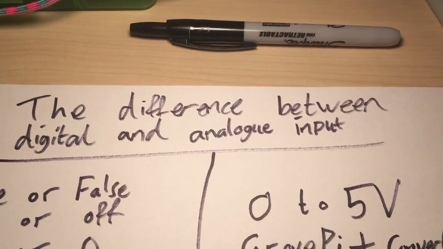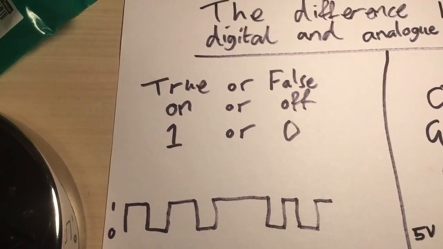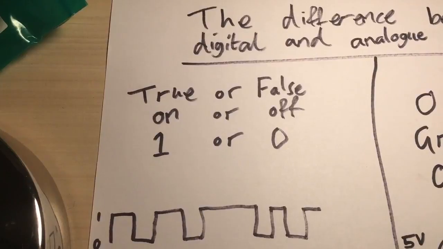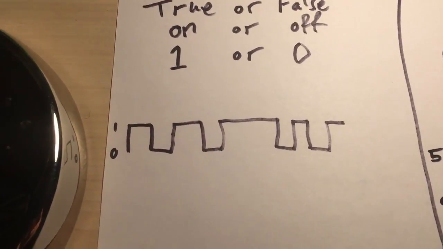So what's the difference between digital and analog input? Well, digital input can only be one of two states. It can either be true or false, or another way of looking at this is on or off, or one or zero. It can be seen in this graph here.